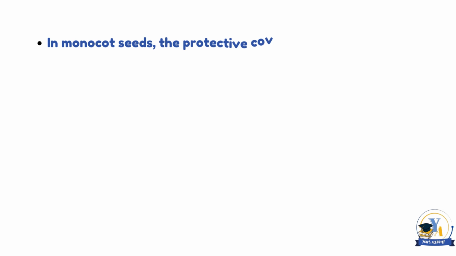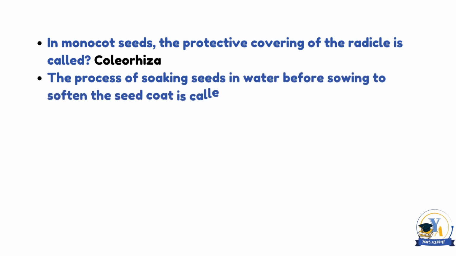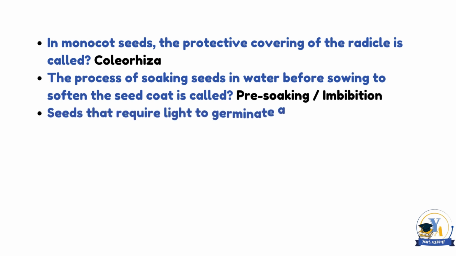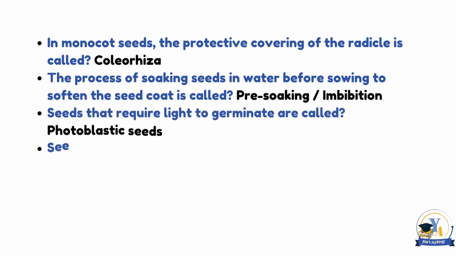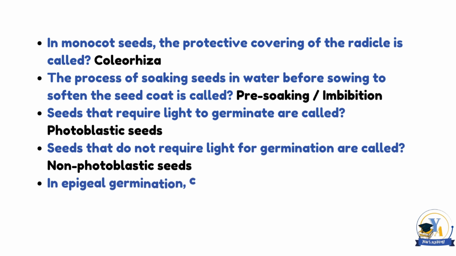In monocot seeds, the protective covering of the plumule is called coleoptile. In monocot seeds, the protective covering of the radicle is called coleorhiza. The process of soaking seeds in water before sowing to soften the seed coat is called pre-soaking, imbibition. Seeds that require light to germinate are called photoblastic seeds. Seeds that do not require light for germination are called non-photoblastic seeds.